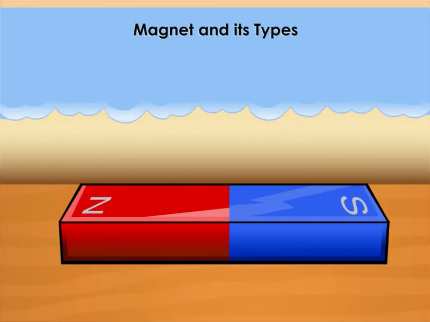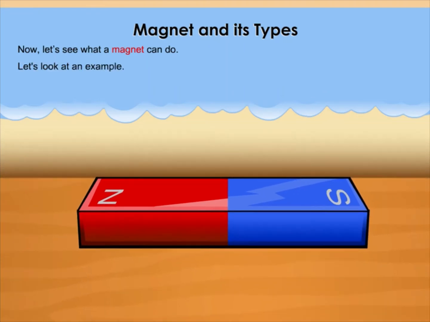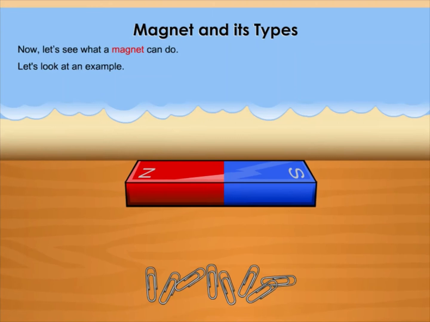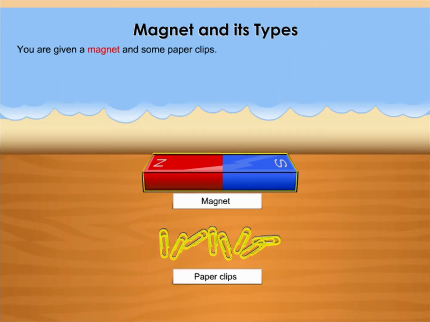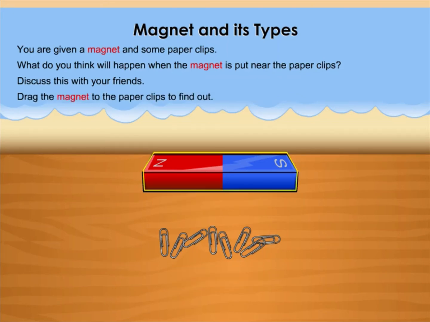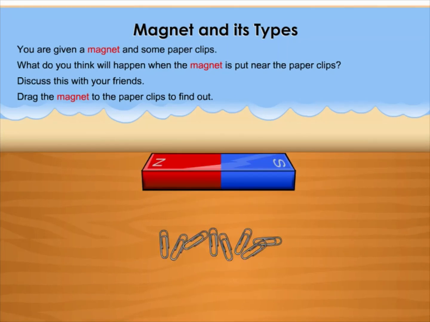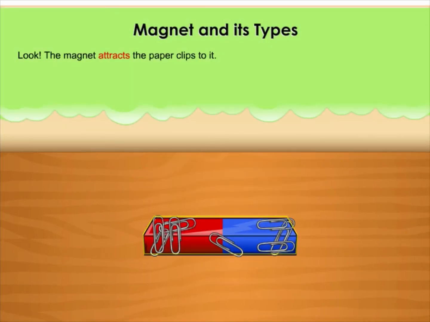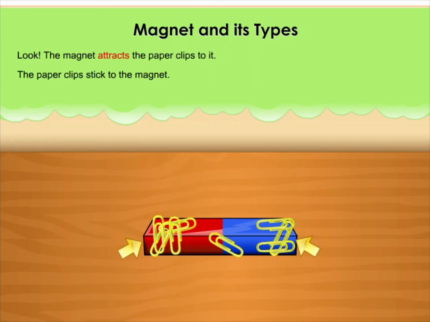Magnet and its types. Now let's see what a magnet can do. Let's look at an example. You're given a magnet and some paper clips. What do you think will happen when the magnet is put near the paper clips? Discuss this with your friends. Drag the magnet to the paper clips to find out. Look, the magnet attracts the paper clips to it. The paper clips stick to the magnet.